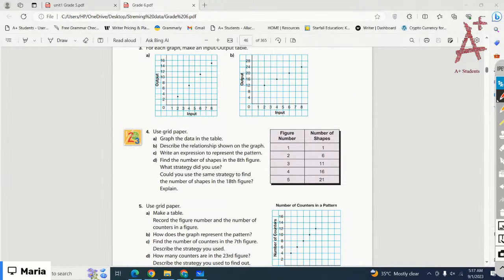Describe an expression to represent the pattern. Okay, you have to write the expression. 1, 2 plus 4 is 6, 3 plus 8, 4 plus 12. Okay, you have to find the expression.